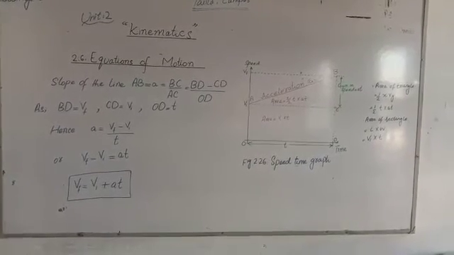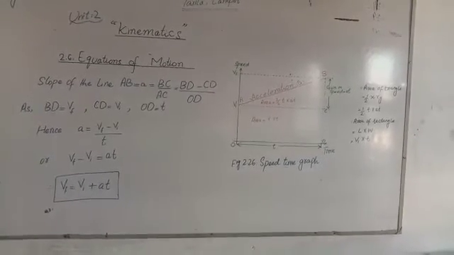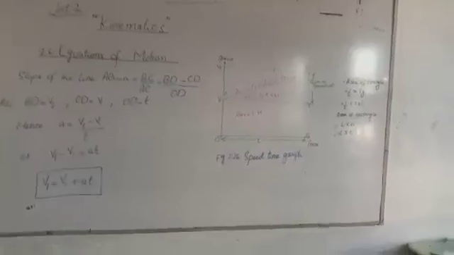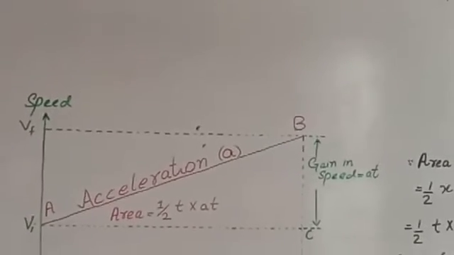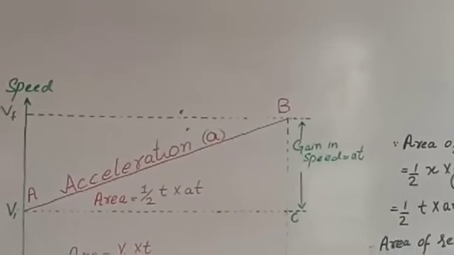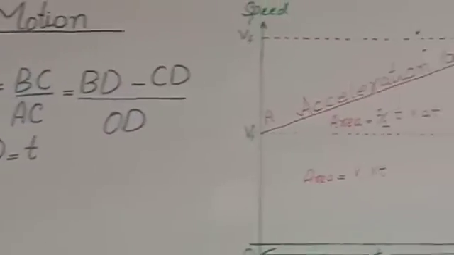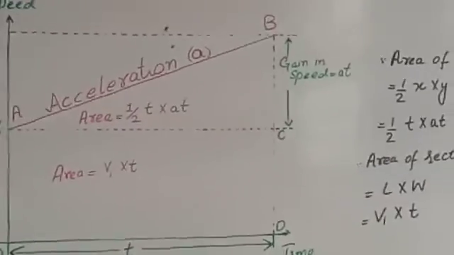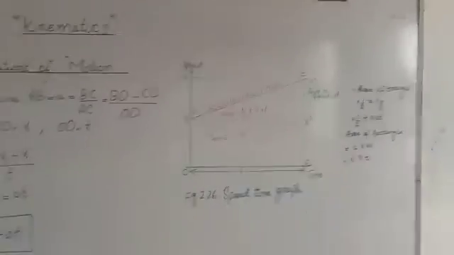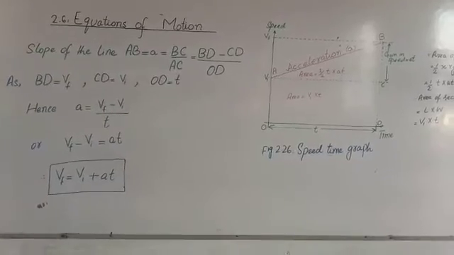Slope of the line AB is equal to y by x. Here y is BC. Look at this area. Look at this half area here. Y is BC. BC line is along the y-axis, and what is x? AC. AC is along the x-axis and BC is along the y-axis. That's why we write BC divided by AC.